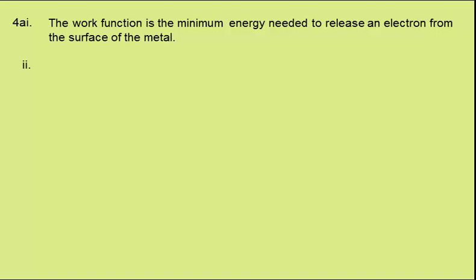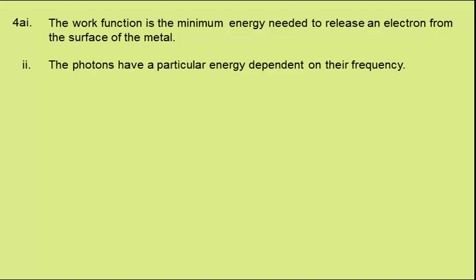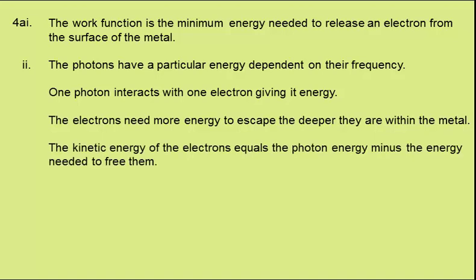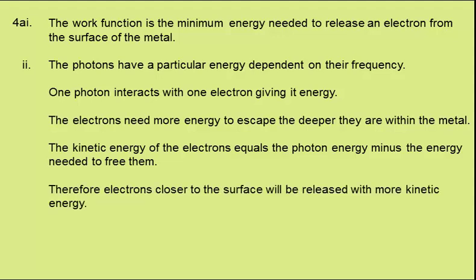In part 2 we need to explain why the emitted electrons have a range of kinetic energies up to a maximum value. Well, the photons have a particular energy dependent on their frequency. One photon interacts with one electron, giving it energy. The electrons need more energy to escape the deeper they are within the metal. The kinetic energy of the electron equals the photon energy minus the energy needed to free them. Therefore, the electrons closer to the surface will be released with more kinetic energy.